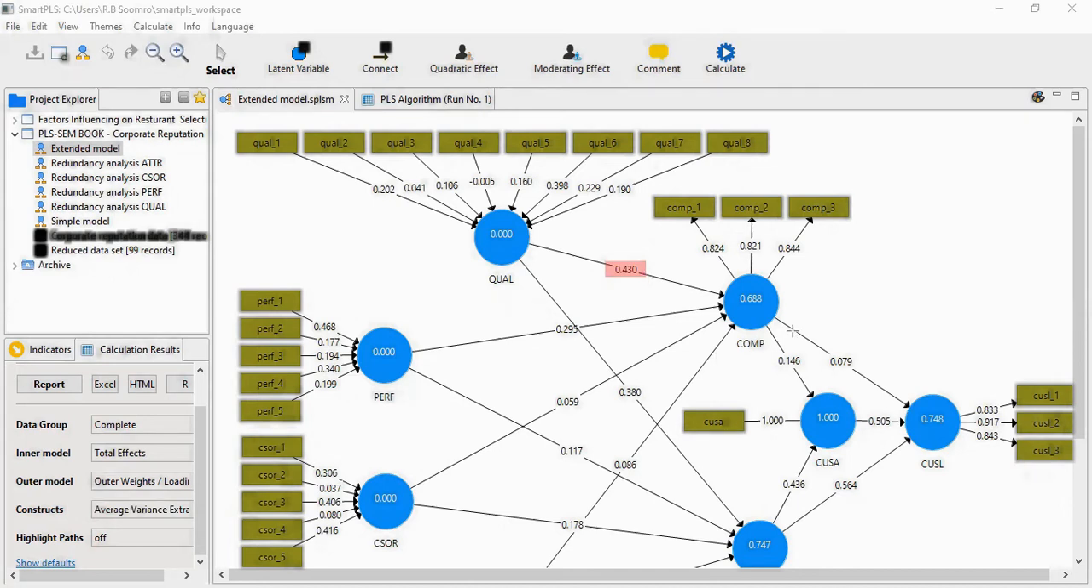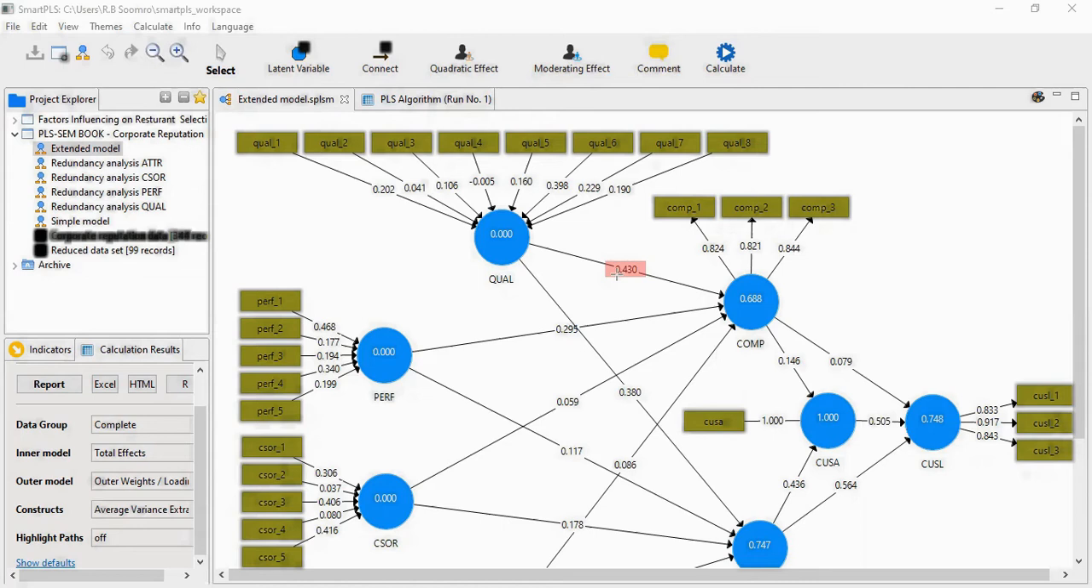of quality on COMP. For example, if there was a negative sign before this value, then we would say there is a negative relationship between quality and COMP, and its value would be 43%. Now we have got some of the paths.